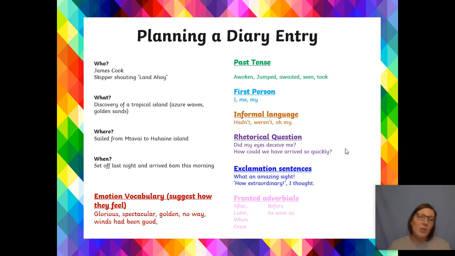Now, rhetorical questions. We haven't really spoken a lot about this, but a rhetorical question is a question that you ask yourself. So, for example, did my eyes deceive me? No, I sure was standing in front of the most amazing volcano. How could we have arrived so quickly? The jungle was dense and I was struggling to get through. Can you see how then you're asking a question to yourself?